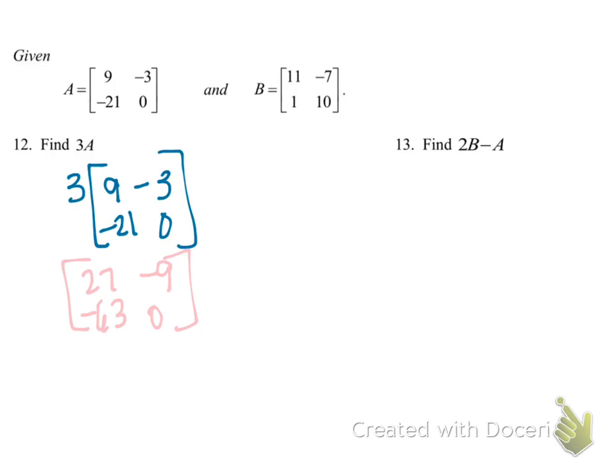So looking at number 13, this one is the same thing, right? We're going to have to multiply 2 times b. But when you're done with that, you're going to need to subtract a after that. All right, so go ahead and pause the video, try that. When you are done, please have me come over and check it, and then you are done with the lesson.